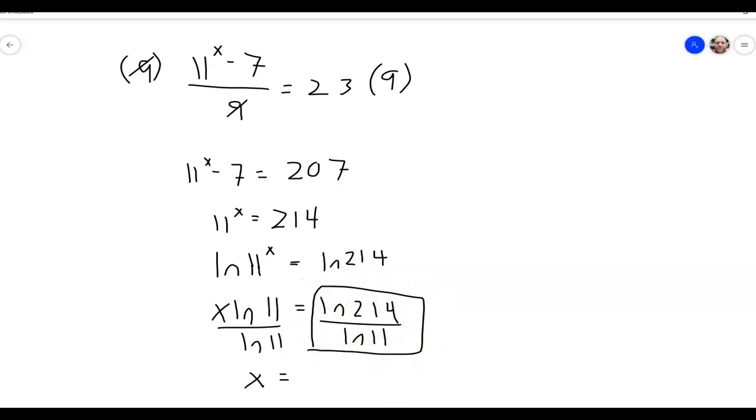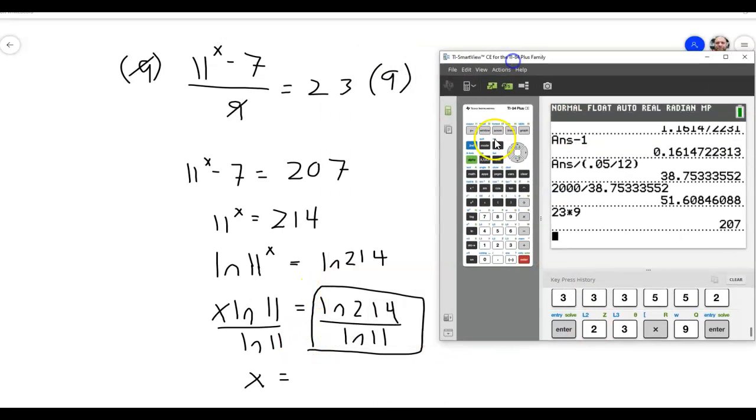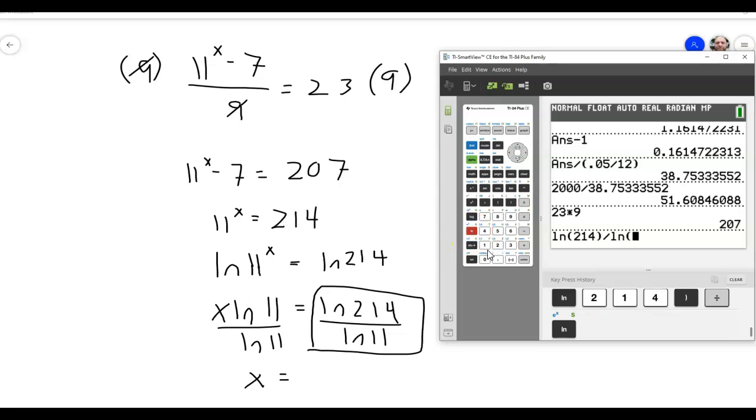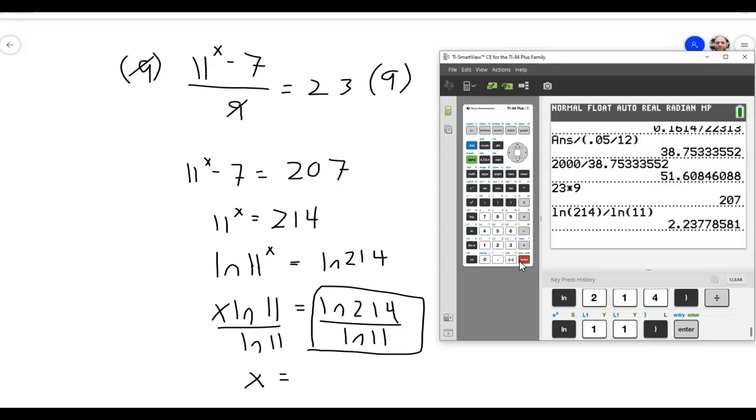And to put that in my calculator, I can just do it like this. So I can do natural log, that's the ln button, of 214 divided by natural log of 11. And there is my answer there. 2.238 if you round to the third decimal place.